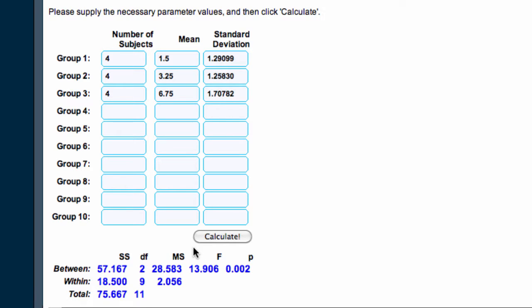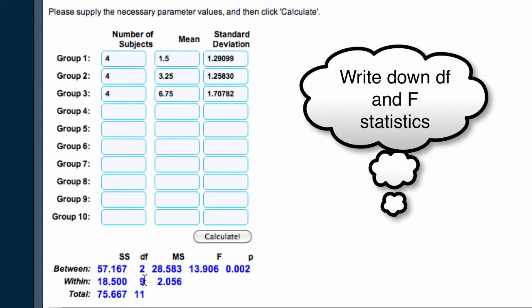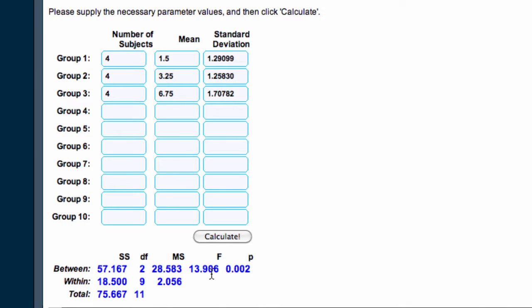You get two types of degrees of freedom for ANOVAs. You get a between groups degrees of freedom and a within groups degrees of freedom. We'll use these two numbers to find our critical value for our F statistic, and then we get our calculated F statistic. So let's write these two down. So let's quickly find what our critical F value needs to be, and we'll go to a F table.